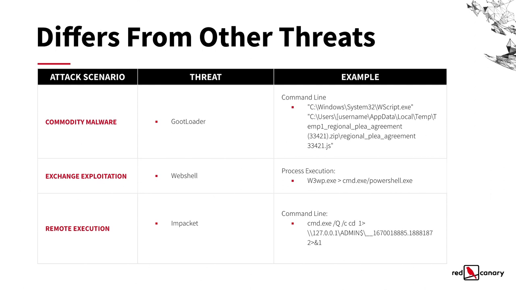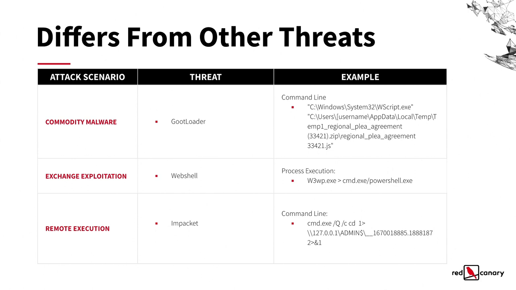When we talk about commodity malware, using Gootloader as an example, if we look at that command line there, we can intuitively derive a lot of information of kind of what's going on pretty quickly. We see WScript executing this JavaScript file. That JavaScript file was in a zip file. And the name of the file looks to be related to some kind of search query, possibly. So really quick, we have a lot of useful information that kind of drives our investigation.